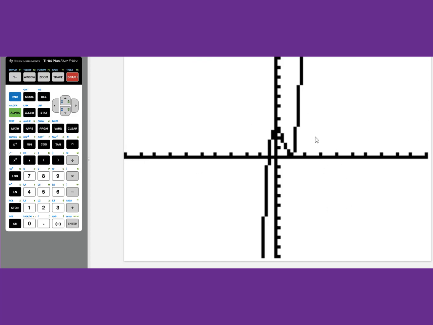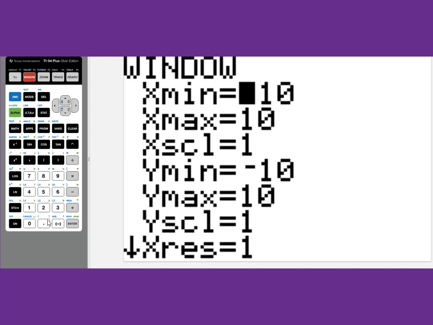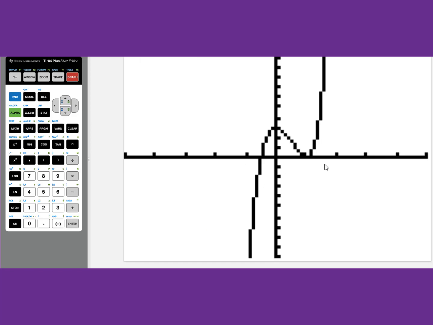Over here it's not that clear, so we change the window. We do -5, enter, 5, enter. Then for the y, you don't have to change because we don't worry about the maximum or minimum value. Graph it. This time it's much clearer. Then we got to solve the zeros for this polynomial function.